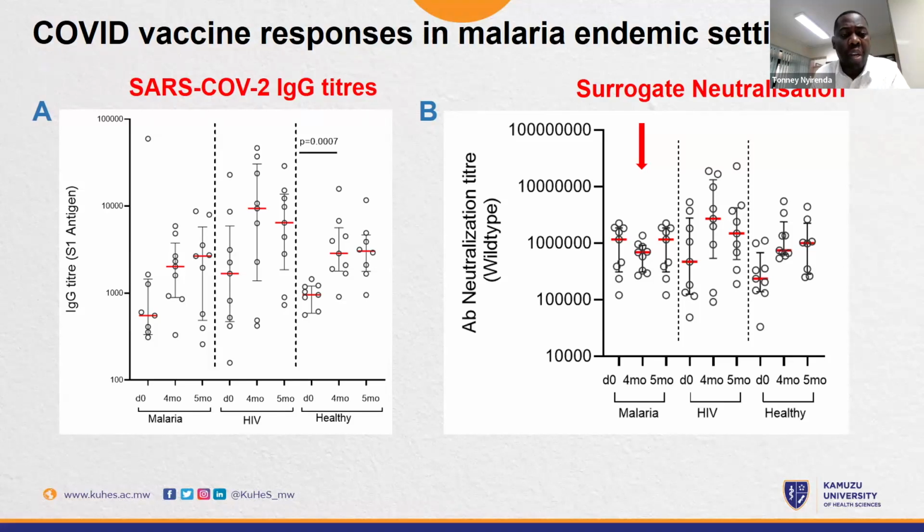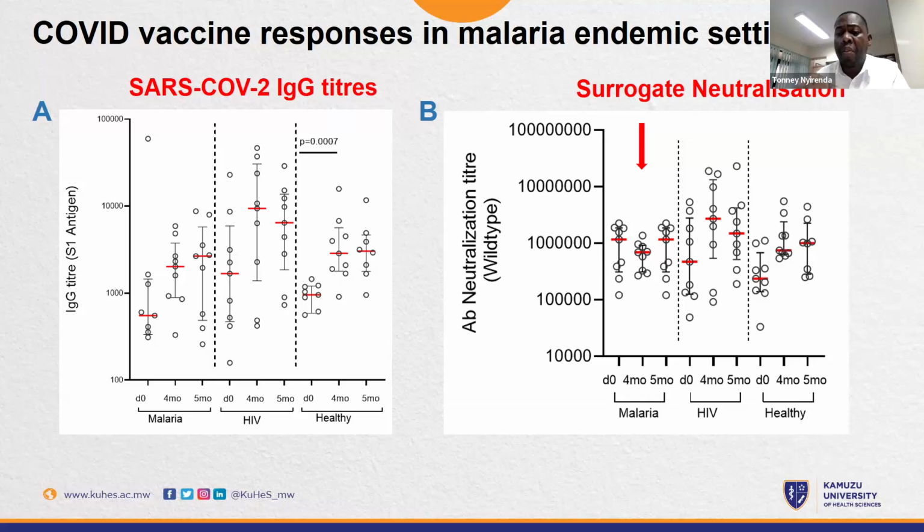For HIV as well, it does induce, much as we didn't find any significant differences, but you could clearly tell that 4 months down the line and 5 months down the line, there was an increase. In healthy individuals, that's where we found a significant difference compared to day 0. And then we assessed the neutralization. And when we looked at the neutralization, we were surprised to see that the neutralization didn't change in the malaria group.